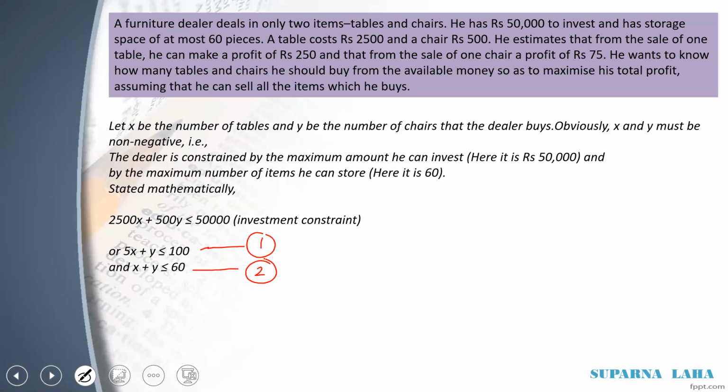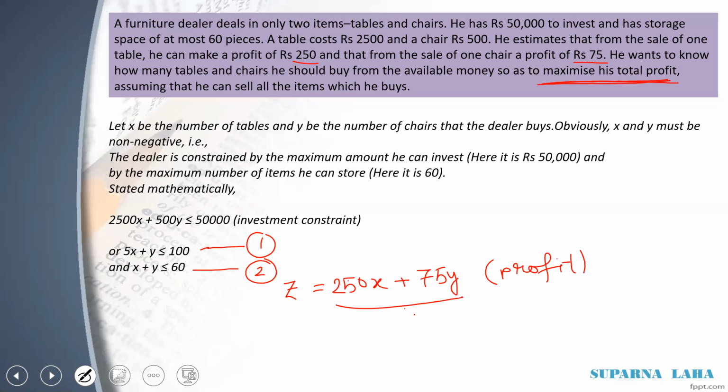And what we have to do, we need to maximize his total profit. So let's calculate his total profit. He can make a profit from one table of rupees 250. So from x tables, 250x. From one chair he can make a profit of rupees 75. So he can make a profit from y chairs, this is 75y. So this is his profit, right? Now we need to maximize this profit.